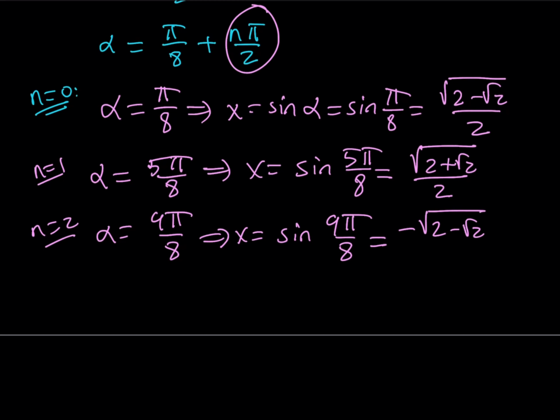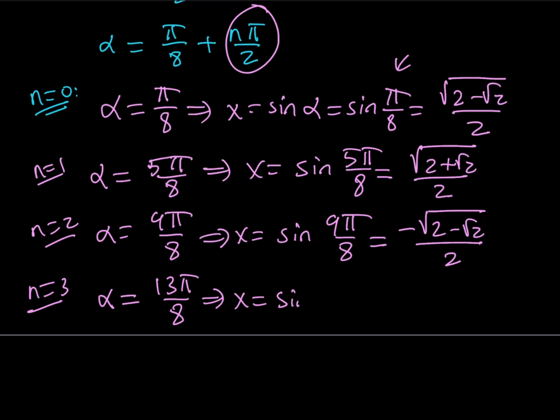And interestingly, this is going to be just pi plus alpha. If you look at this, pi plus pi over 8, it's just going to be the opposite of that. And this is going to be my value. And finally, for n equals 3, because n equals 4 is going to bring you back to square 1, we don't need to use that. So alpha is going to give me 13 pi over 8, and then x is going to be sine 13 pi over 8, and that is equal to the opposite of sine 5 pi over 8, because their difference is pi. So it's going to be the opposite of the square root of 2 plus root 2 over 2.